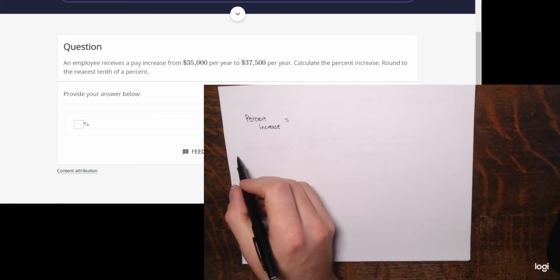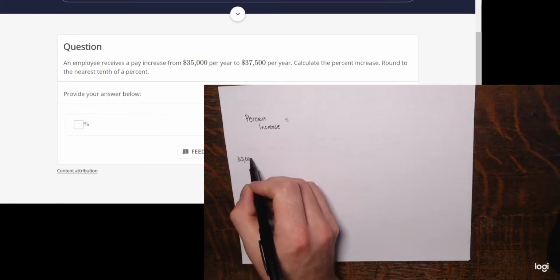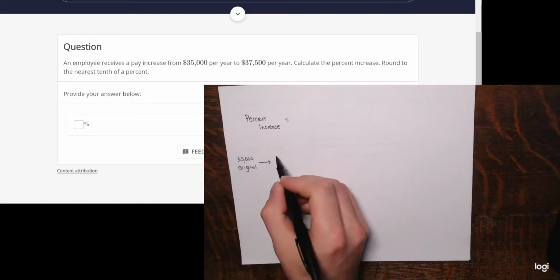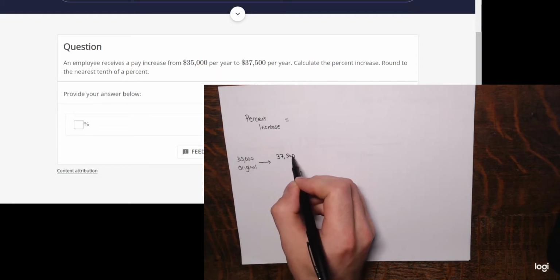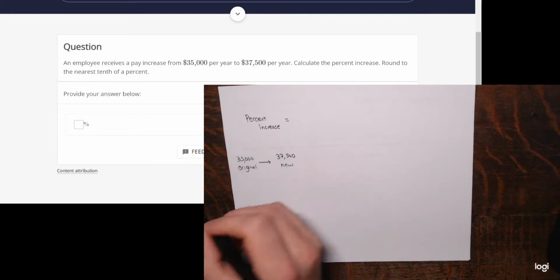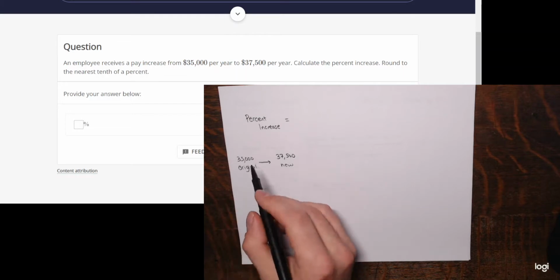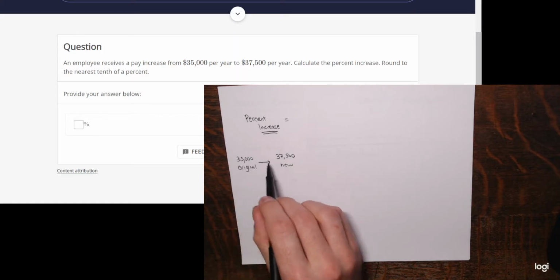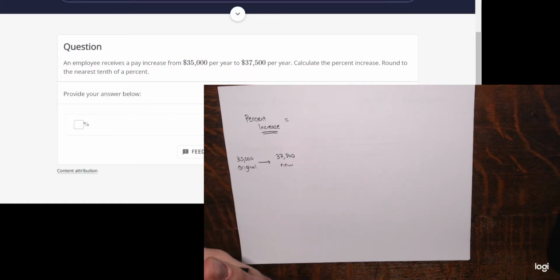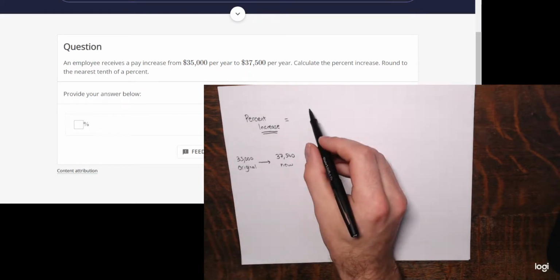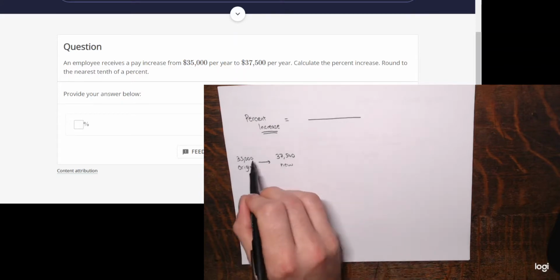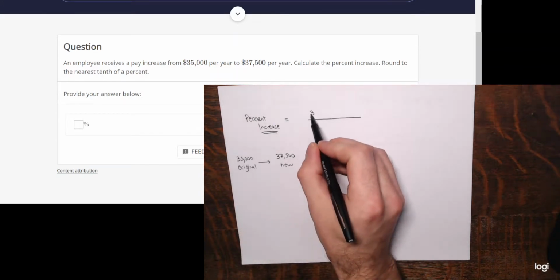Because you're going from 35,000, right? That's the original amount, to $37,500 a year. That's the new amount, right? So just so you understand that it is indeed an increase, this should be a percent increase. If I went to a smaller value, then I would do the same calculations, but remember that it's a percent decrease. So again, I like to take the difference so that it's a positive value.